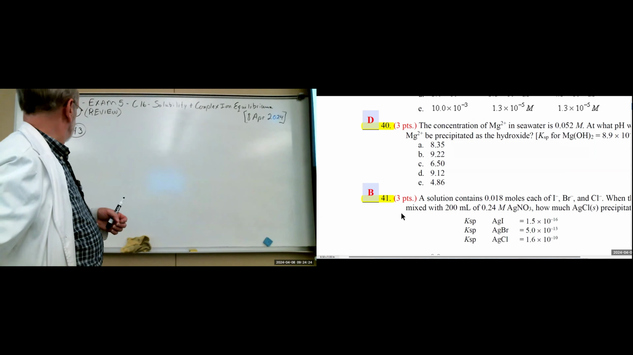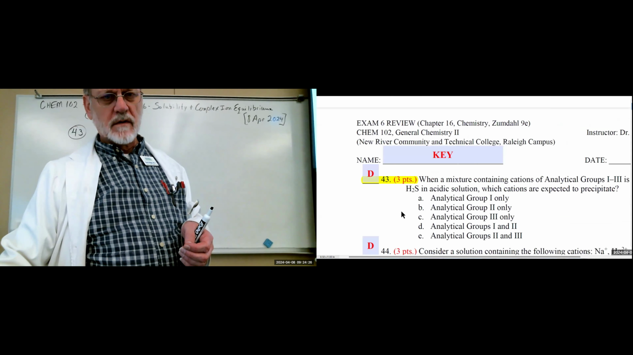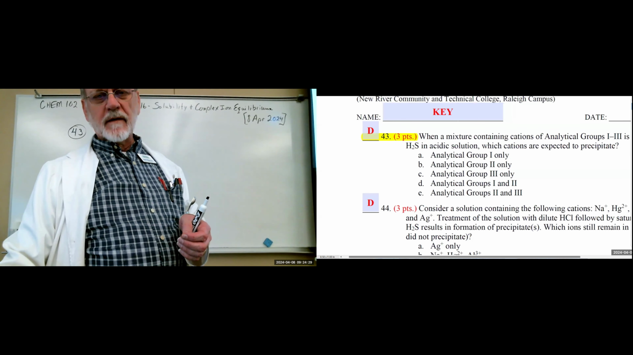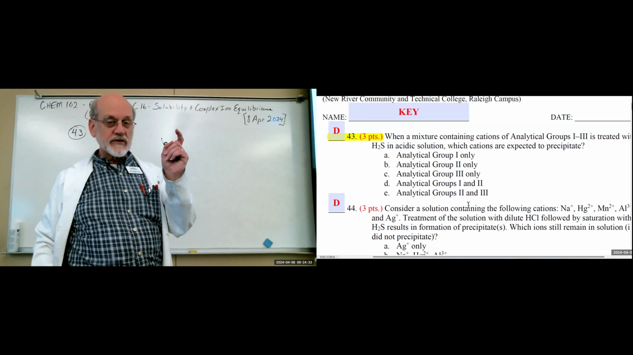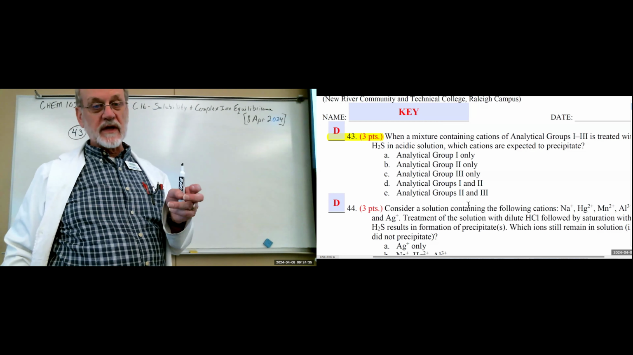So for number 43, using HCl first takes out group 1, then H2S in acidic solution takes out group 2. That's D.